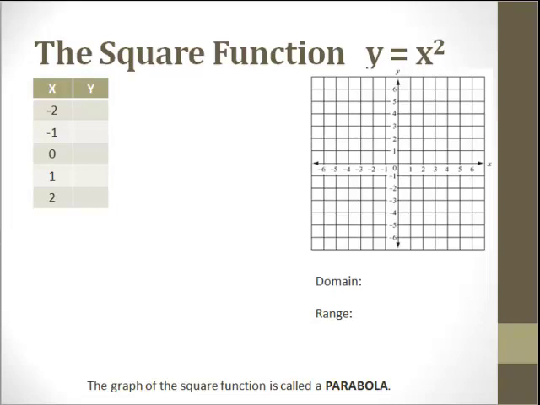The very first function we're going to talk about is the square function. We also call this the quadratic function. You'll probably hear quadratic a whole lot more than you'll hear square. It's a quadratic or square function because the highest exponent is a 2. And the graph of the square function is called a parabola. This is a very good word to know here. This is going to make a U-shaped graph.